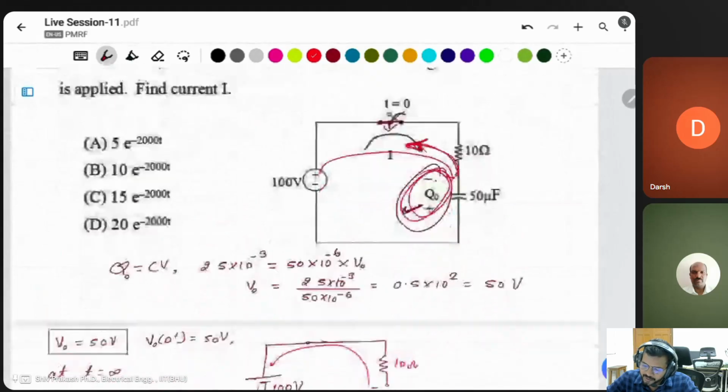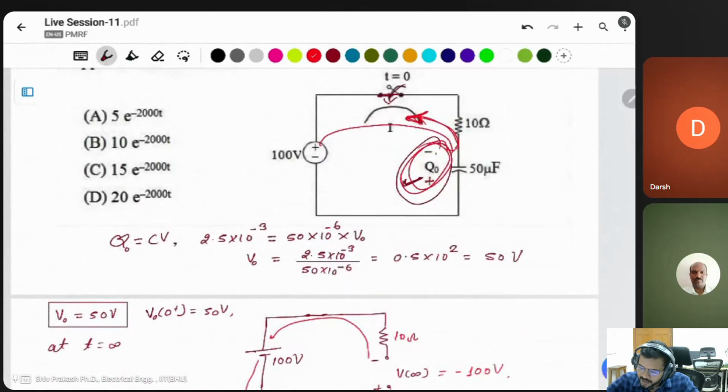Because the polarity is given as this one positive, this one negative, but the actual voltage of this one will be positive-negative because this positive is connected to the capacitor here, that's why, due to the negative polarity, the calculated current will be negative. Okay, this will be 15 e to the power of minus 2000 t.